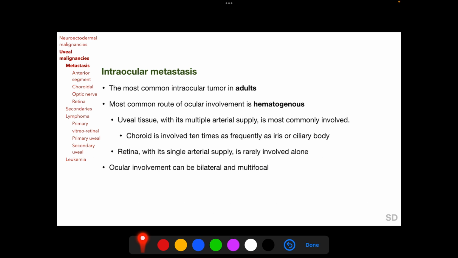Intraocular metastasis from a distant primary is the most common intraocular tumor in adults when we consider benign as well as malignant intraocular tumors, and primary, secondary as well as metastatic intraocular tumors. The most common route of ocular involvement is hematogenous, and uveal tissue with its multiple arterial supply is most commonly involved, with choroid being involved much more frequently than iris or ciliary body. Retina with its single arterial supply is rarely involved alone. Intraocular metastasis can be multifocal as well as bilateral.